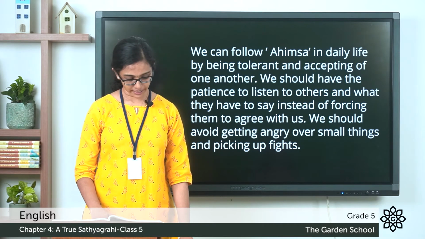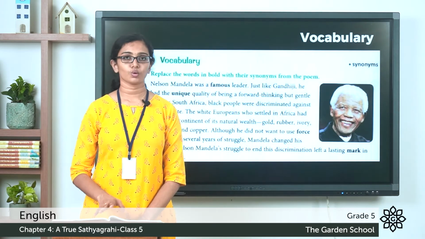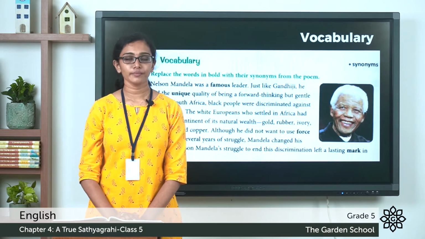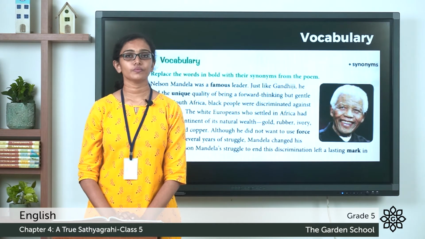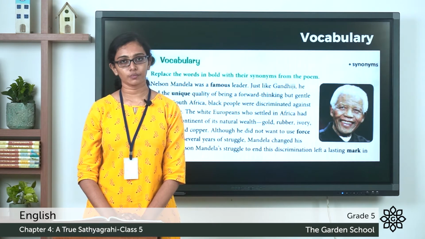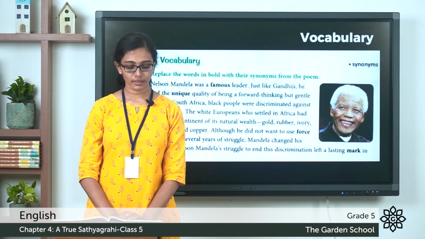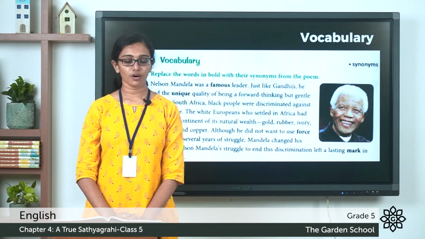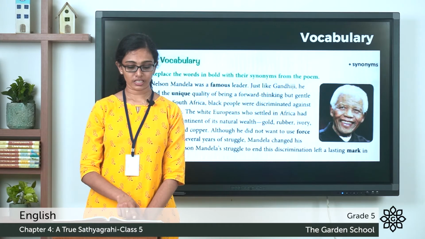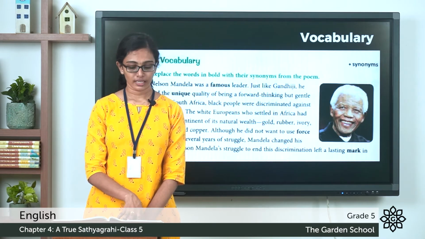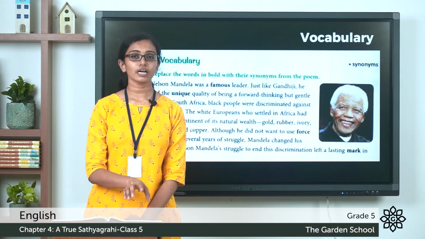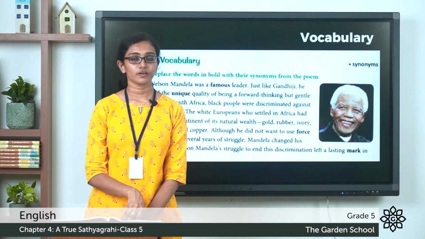Now turn to the next page, page number 62. You can see the exercise related to vocabulary. So it's about synonyms. Synonyms are words which have an equivalent meaning of the given word. So there is a passage given there. Let's read the question first. Replace the words in bold with their synonyms from the poem. So you can see the passage and some words are given in bold. And you have to find out the words or synonyms for the words given in bold from the poem.